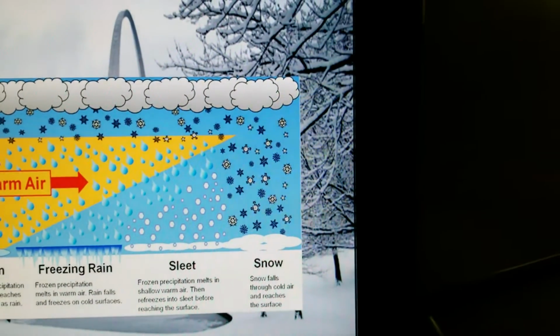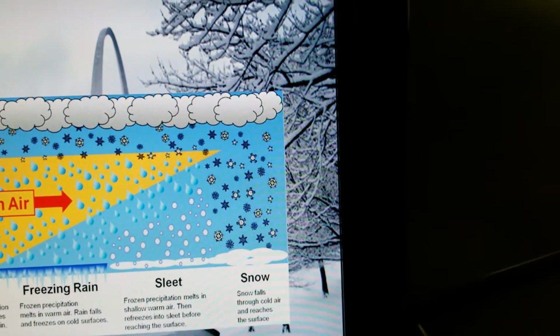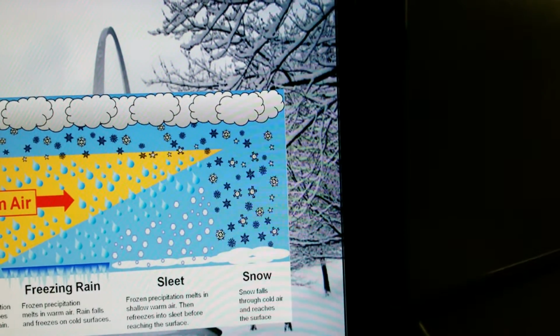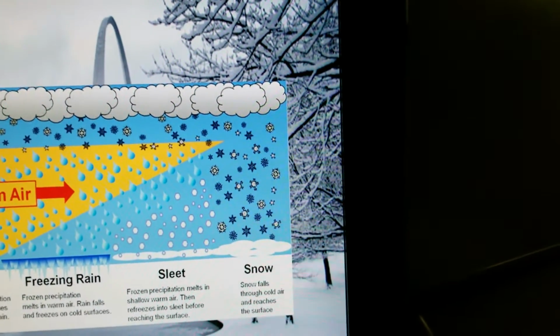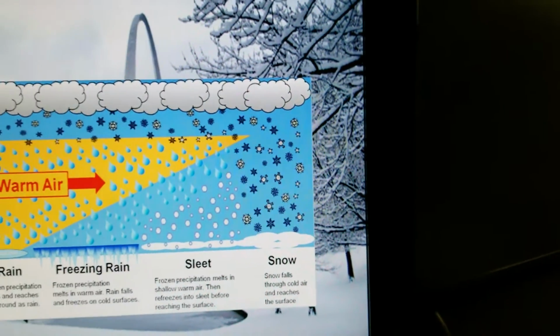And finally, snow. It's a situation where all layers of the atmosphere are below freezing. Ice crystals, they aggregate, so they come together, they bump into each other, they form those snowflakes, and they fall to the ground as snow.